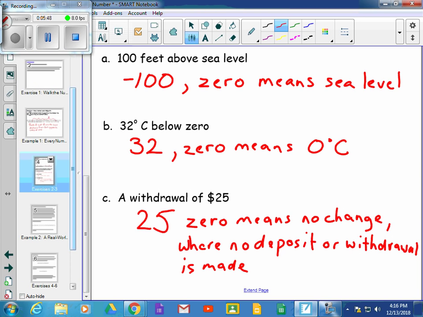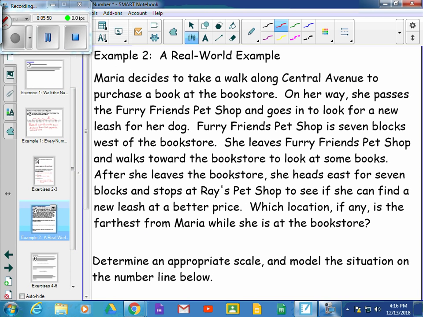Now let's take a look at example number 2. Maria decides to take a walk along Central Avenue to purchase a book at the bookstore. On her way, she passes the Furry Friends pet shop and goes in to look for a new leash for her dog. Furry Friends pet shop is 7 blocks west of the bookstore. She leaves Furry Friends pet shop and walks towards the bookstore to look at some books.